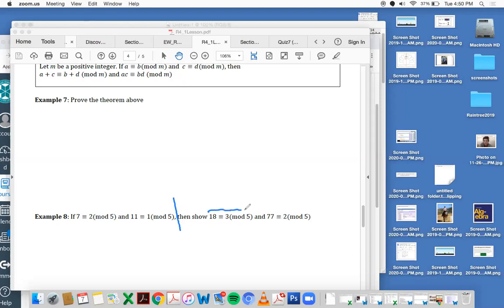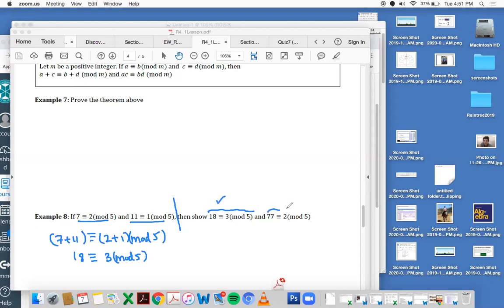So we can see that the 18 we can obtain by using the addition property above, right? Because if I add these together, I have 7 plus 11 is going to equal 2 plus 1 mod 5. So this just uses this property here, right? So when you simplify, I get that 18 is congruent to 3 mod 5. Okay, so that shows that that's true, right?